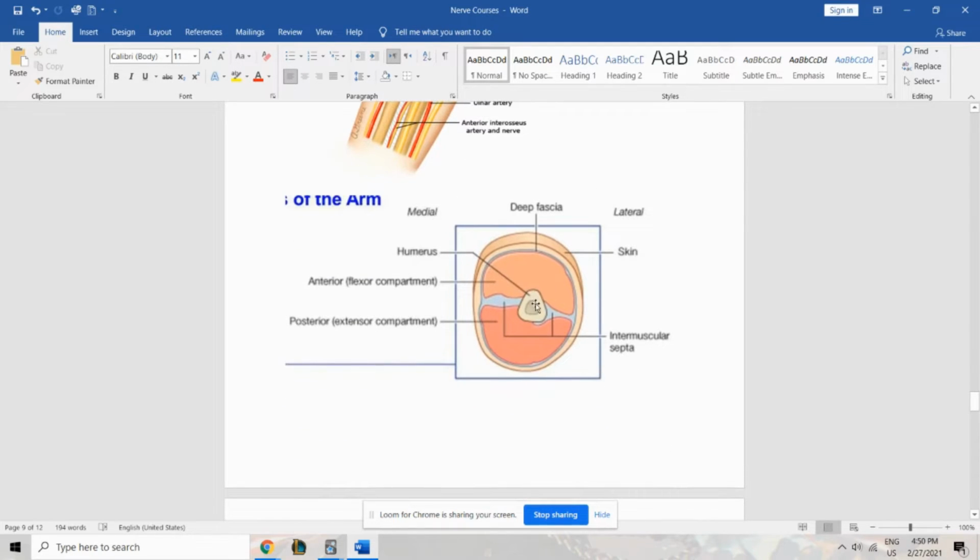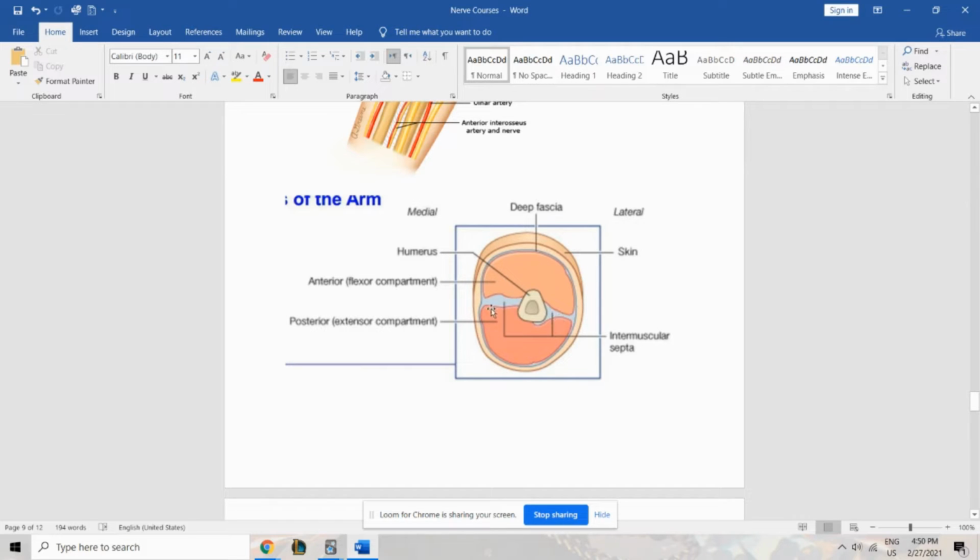Now here I just want to talk about what the intermuscular septa is. Okay, so here you have the humerus, you have the anterior compartment of the arm and the posterior compartment of the arm. You have the biceps here, you could say, and you have the triceps in the back. What separates the biceps and the triceps is simply something we call the intermuscular septa. This connects the humerus to the outskirts of the skin and the tissue that surrounds the arm muscles.